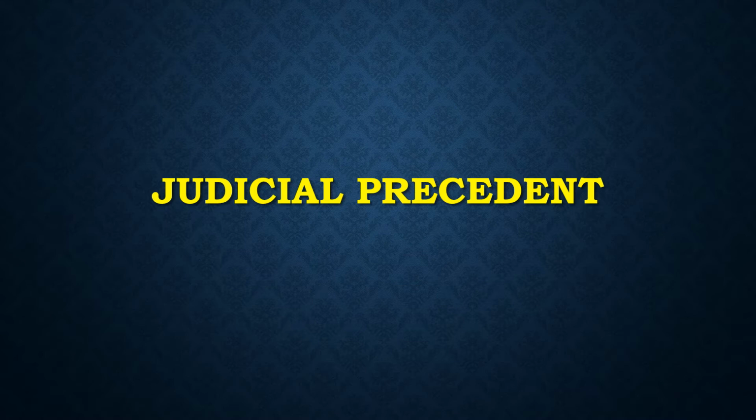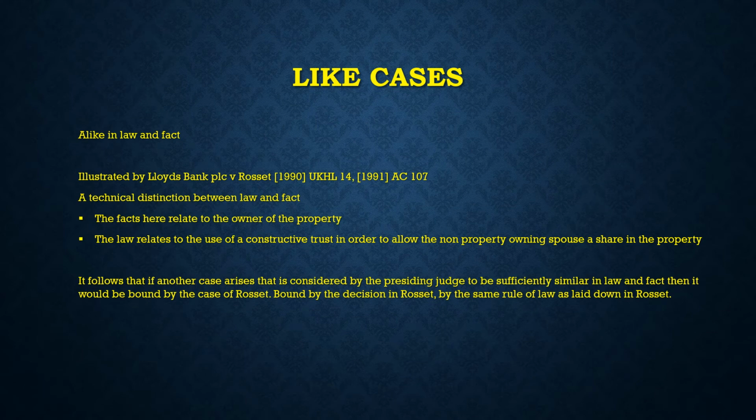A working definition of judicial precedent is that like cases are decided in the same way. That is, cases that are considered to be alike. This raises a question as to what "like cases" actually means. What is meant by those cases that are considered alike? This is referring to alike in law and fact. The distinction between law and fact is a technical and important one.